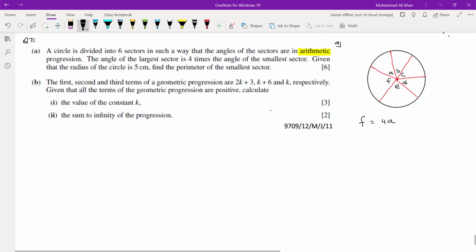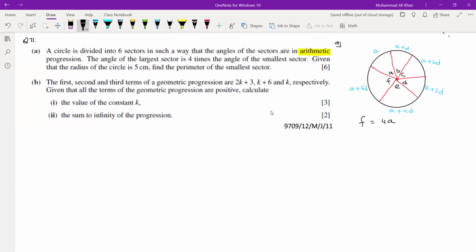If this is an arithmetic progression, then the first term is A. The second term is A plus D. The third term is A plus 2D. Fourth term is... then ये कंडीशन आई.